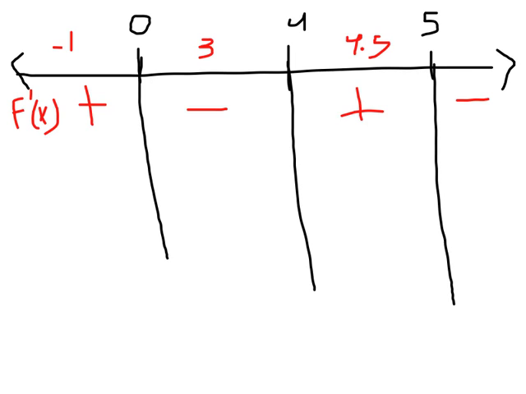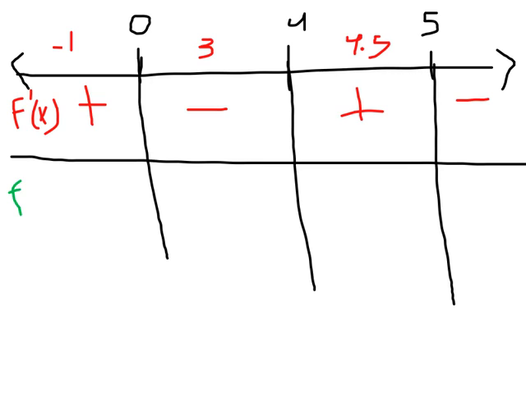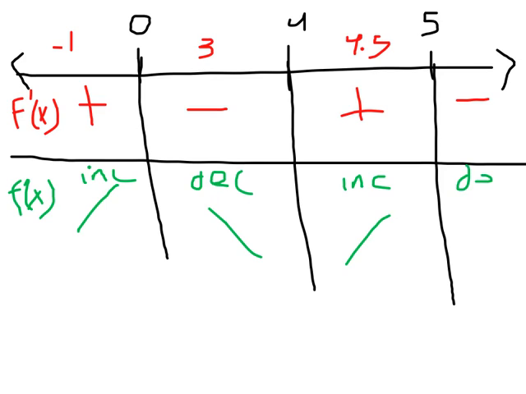Then we're going to take these critical points, and once we know where f prime of x is positive or negative, we can then look at f of x and find where it's increasing. If it is positive, we know that it is increasing. If it's negative, we know it's decreasing. If it's positive, again, we know it's increasing. Negative, decreasing.